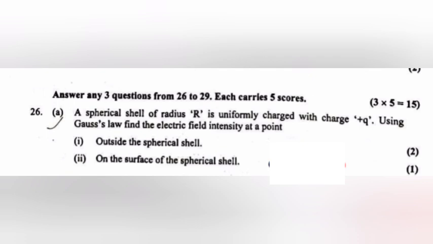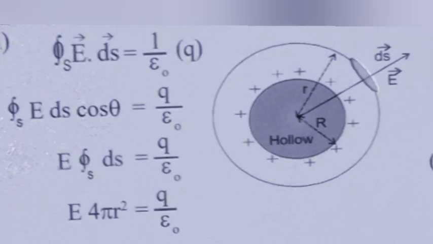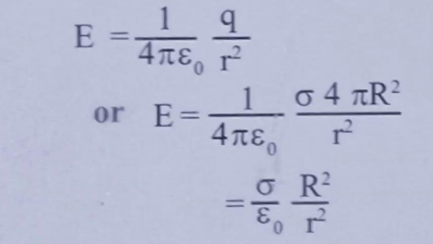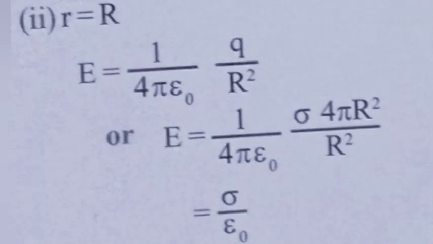26A. A spherical shell of radius r is uniformly charged with charge plus q. Using Gauss's law, find the electric field intensity at the point 1. Outside the spherical shell, 2. On the surface of the spherical shell. Answer A. Answer 2.